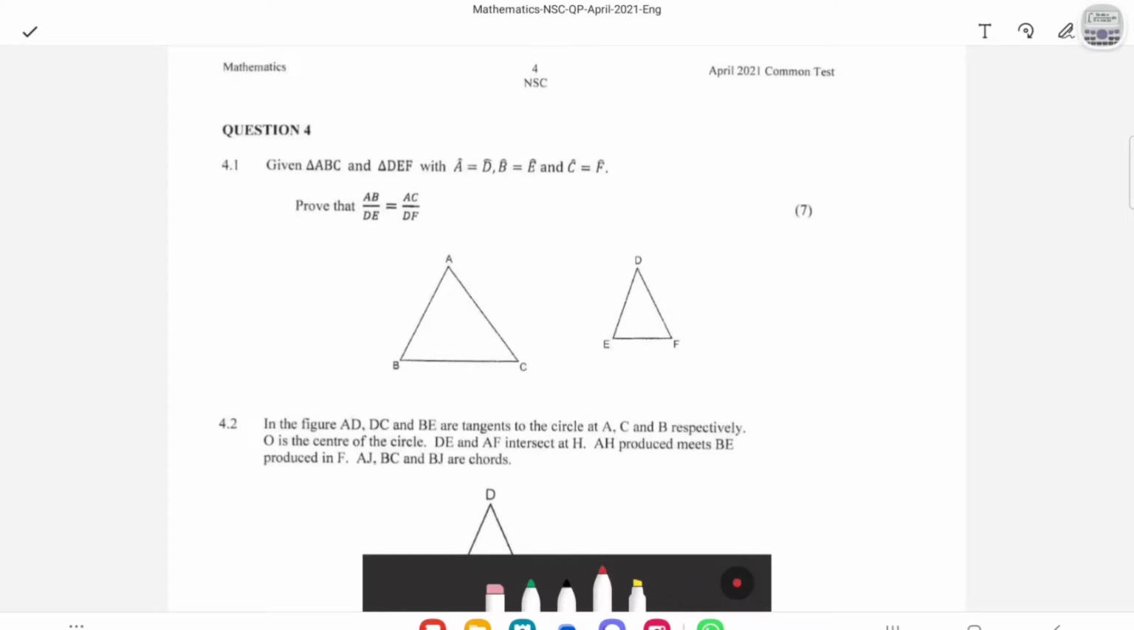Now, I have a proof of this in KZN's 2020 paper, the March 2020 paper. So I actually want you to go ahead and look at that paper, and I'm going to link the paper in the description. I want you to look at that part of the proof, and then come back to this paper and attempt to prove this one by yourself. Okay, so with that being said, moving on to 4.2.